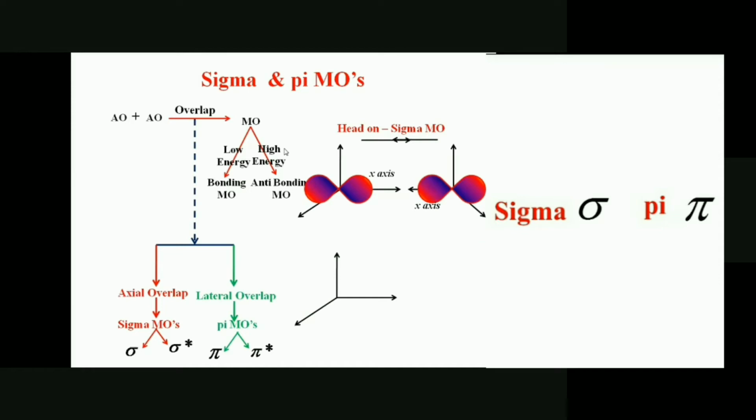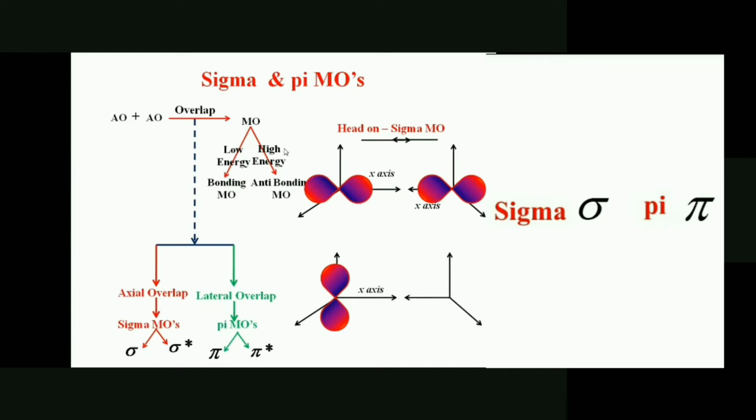Now let's take how pi bond molecular orbitals are formed. So this is again a p orbital with orientation perpendicular to the x-axis.